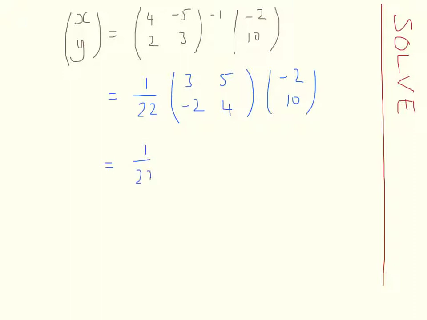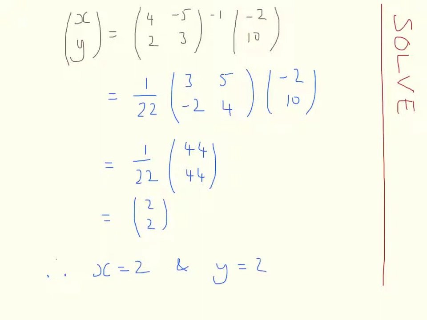You should have got this, 1 over 22 times this matrix, and so clearly that is the matrix 2, 2. And so we've solved for x and y. We can write therefore x equals 2 and y equals 2. That's the question finished. The next step will be to check by substituting back, pause the video and do that.